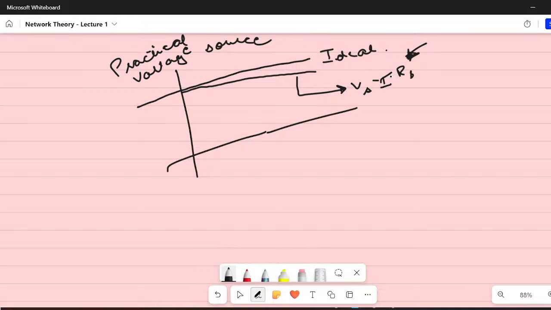In case we have a circuit where there is no current flowing, then this and this would overlap, right? Because there would be no current flowing. So a practical voltage source is as good as an ideal voltage source only in one condition, when no current is flowing. But that would definitely not make sense, because the objective of having a voltage source would be to provide energy, right?